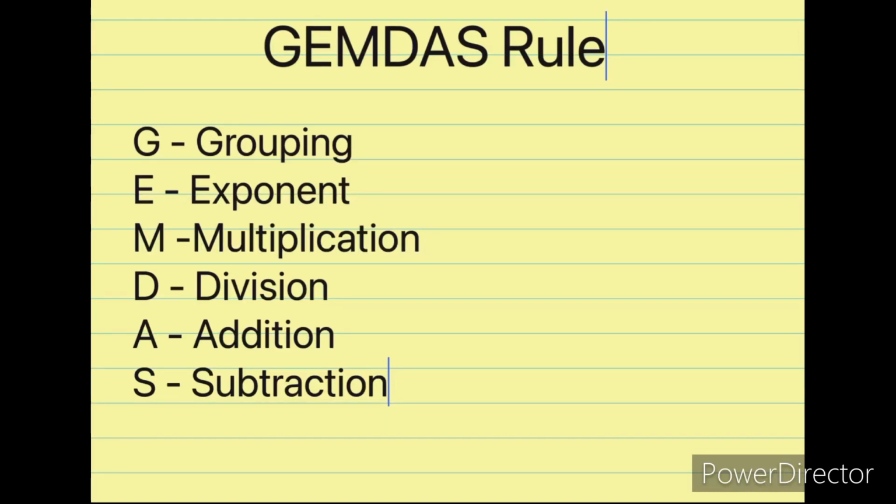So in this video, I will explain to you the GEMDAS rule. When we say GEMDAS rule, it gives the order of operations to be followed to arrive at the answer. In GEMDAS, G means grouping, E stands for exponent, M stands for multiplication, D division, A addition, and S is subtraction. So that's the order of operations in GEMDAS.